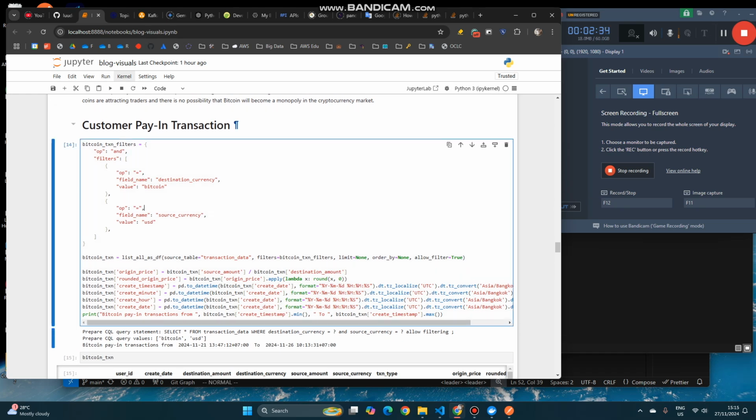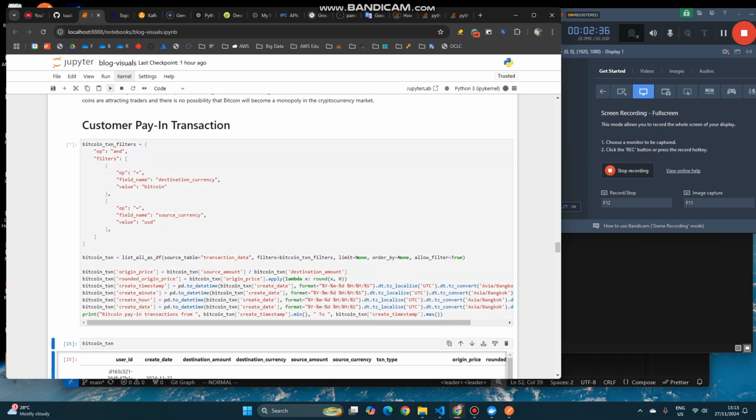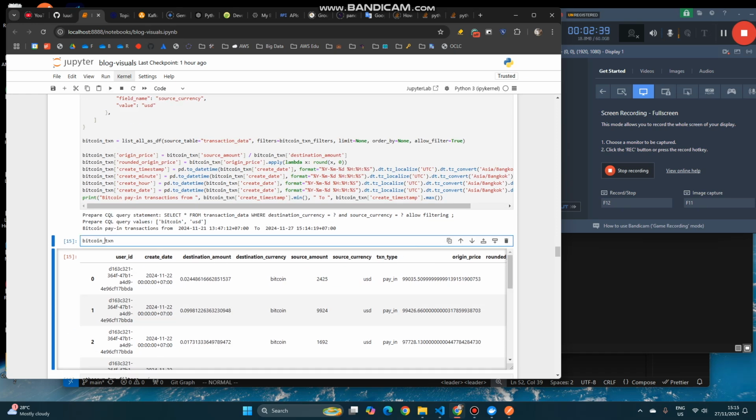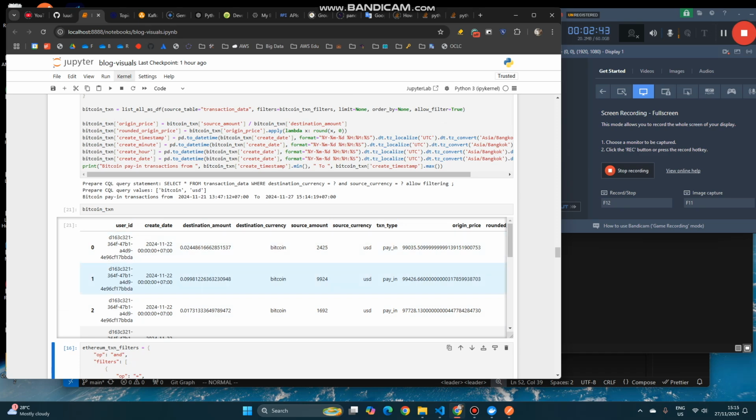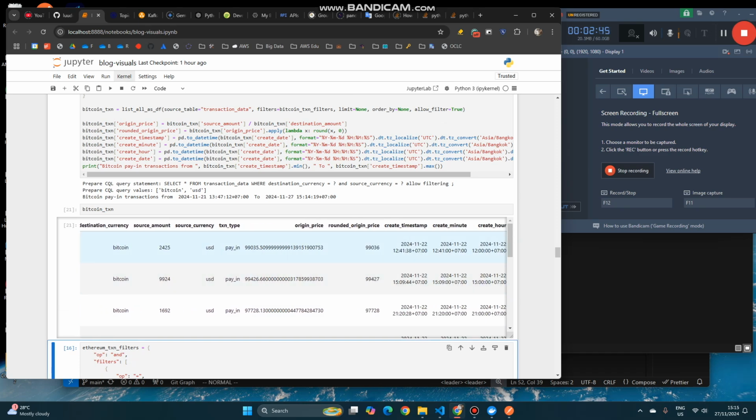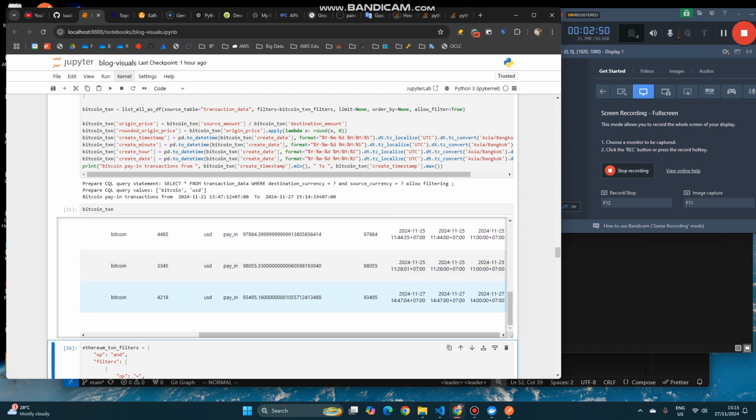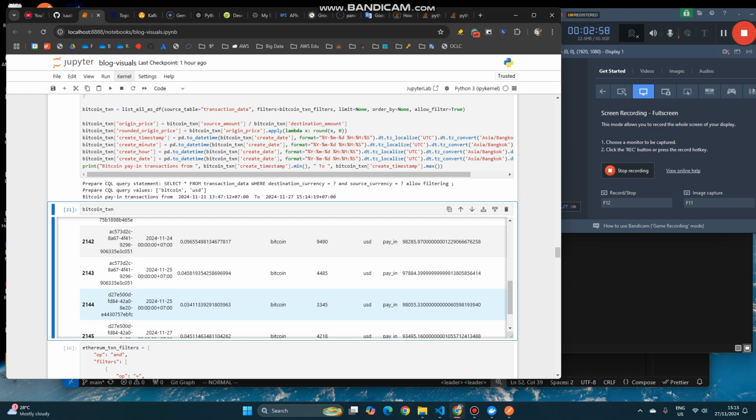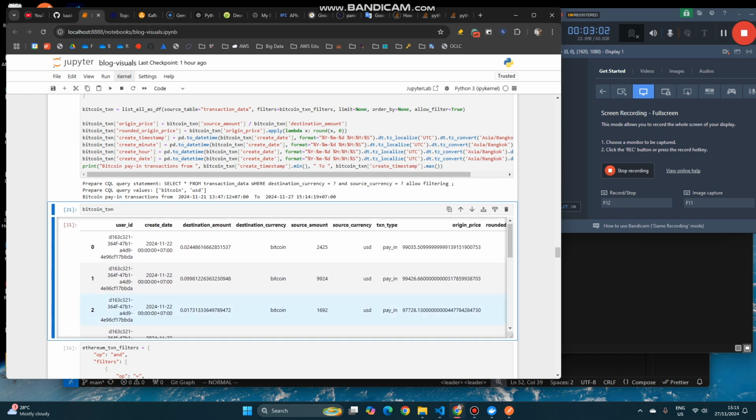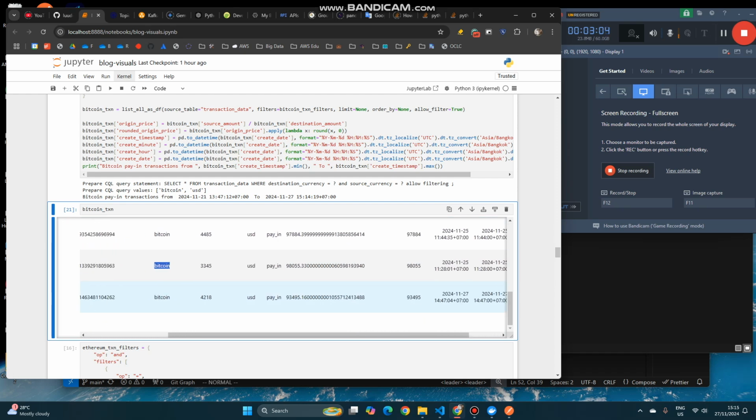Okay, let's move to the pay-in transaction data that we have. So I'm gonna print out the pay-in transaction. We have the user ID, we have the price, we have the time. So we can see that, yeah, some new transactions on the 27th of November with the source currency USD and destination currency Bitcoin. So we have a new transaction over here.